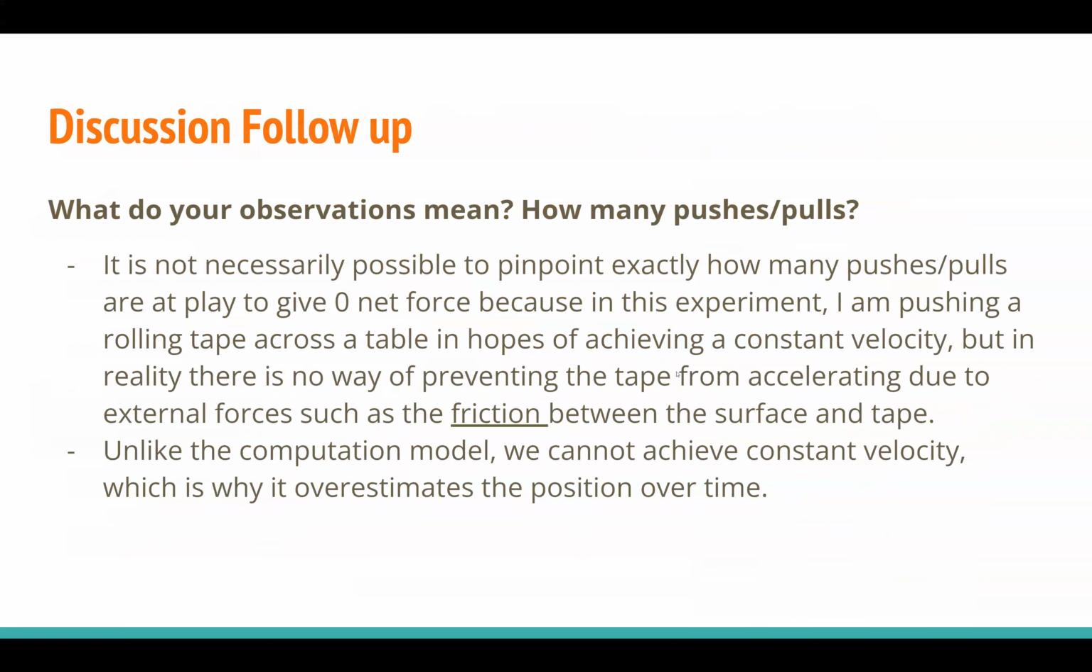For the other discussion follow-up questions, what do our observations mean? How many pushes and pulls forces are on the system? It's not necessarily possible to pinpoint exactly how many pushes or pulls are at play to give zero net force, because in this experiment, we're pushing a rolling tape across a table in hopes of achieving constant velocity, but there can be other things such as friction. We cannot achieve total constant velocity unless we have something like a motor or a car.